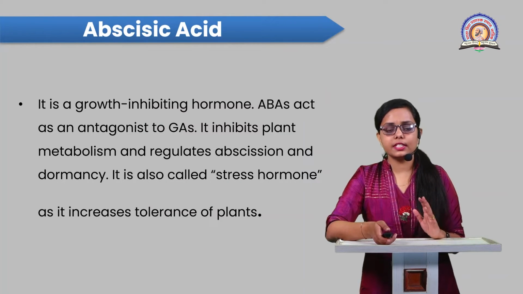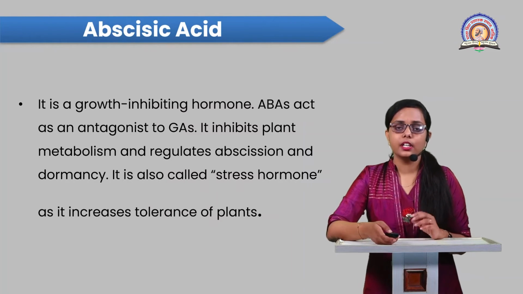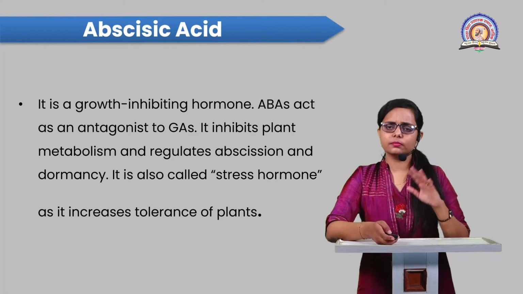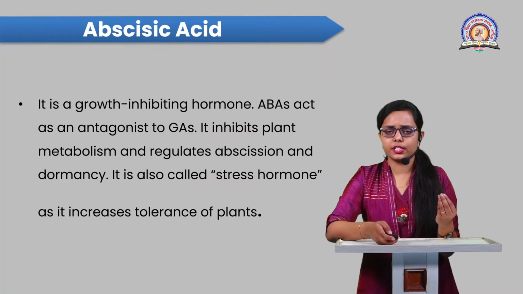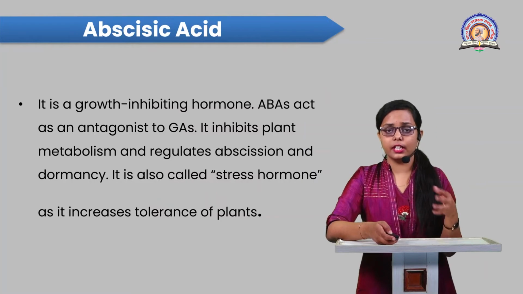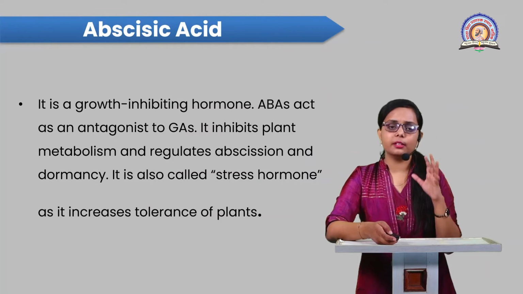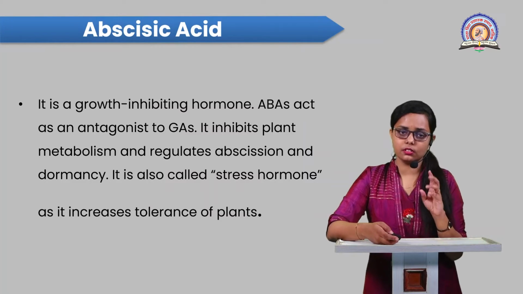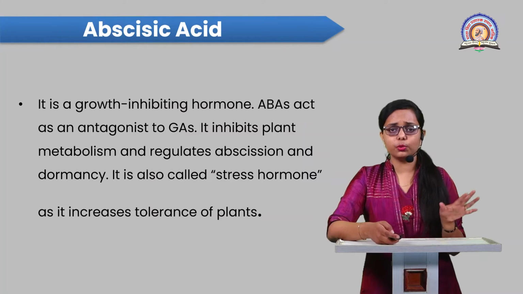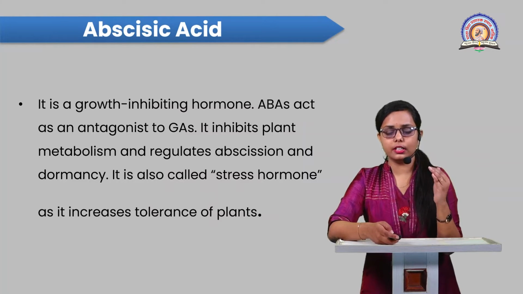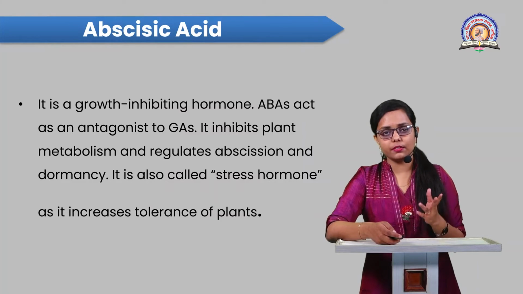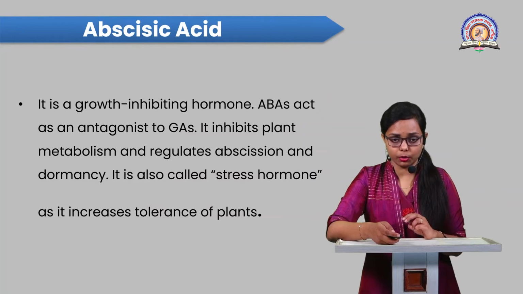The next interesting hormone is abscisic acid. Abscisic acid is also called the stress hormone. Literally almost all the stresses which a plant faces, like drought and flood, can be tackled by abscisic acid. So this is an important hormone. It is called a growth inhibiting hormone because, due to these stresses, abscisic acid stops or inhibits the growth of the plant for a while. That is why we call it a growth inhibiting hormone.